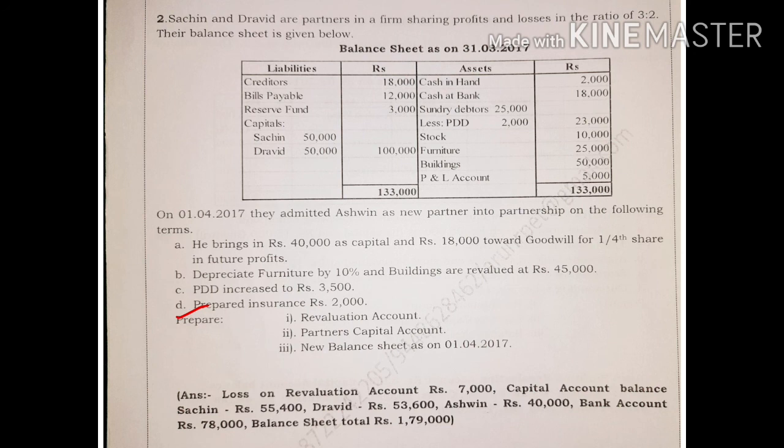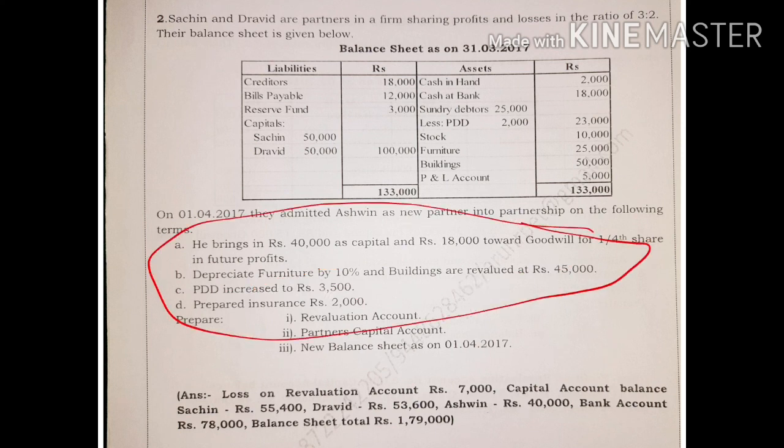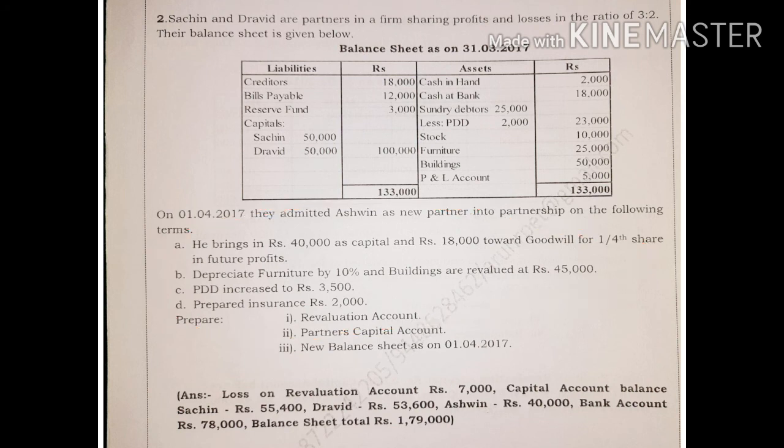First, capital as well as goodwill go in the partners' capital accounts. Next, depreciation on furniture, building revalued, PDD as well as prepaid insurance: this information goes first in the revaluation account and next in the balance sheet. And you know that the information to record in the revaluation account you will get in this additional information. So we will prepare the revaluation account first.